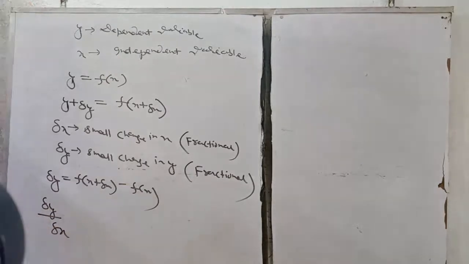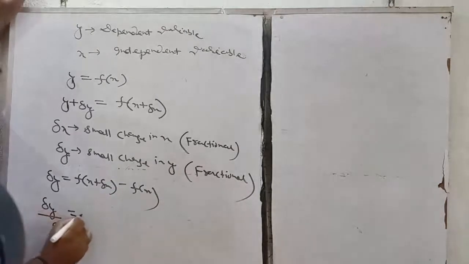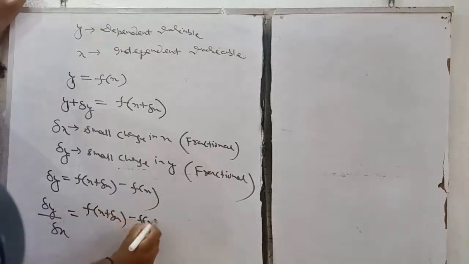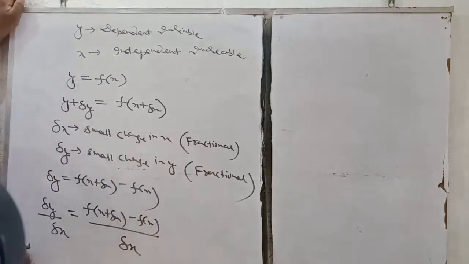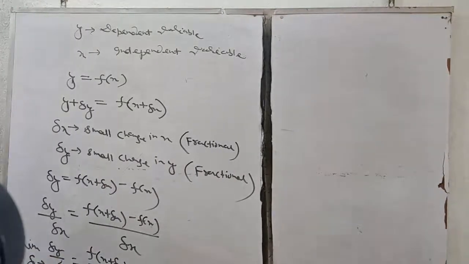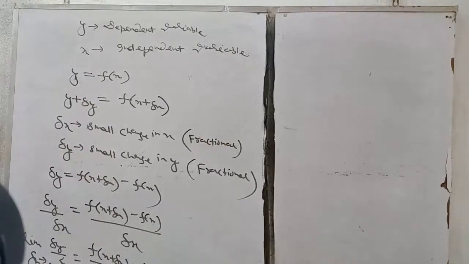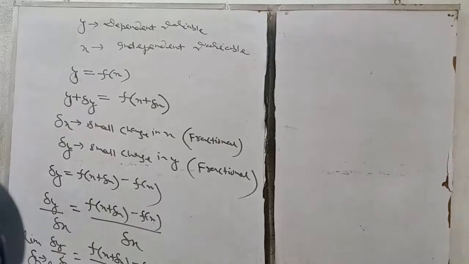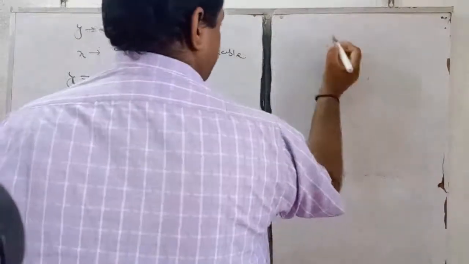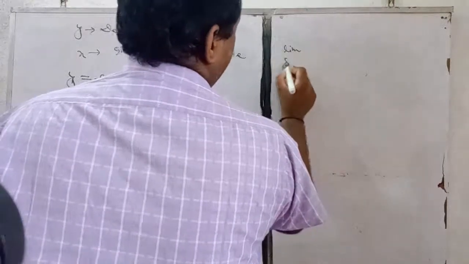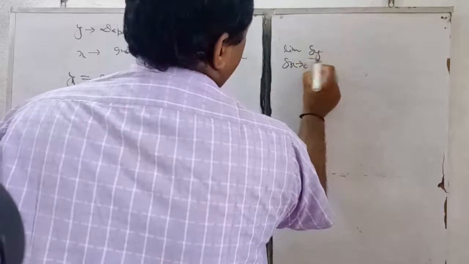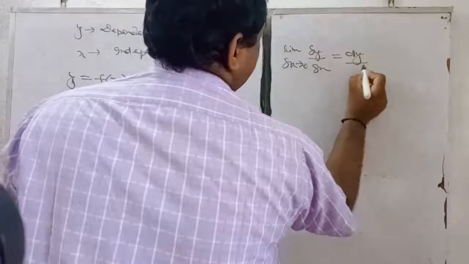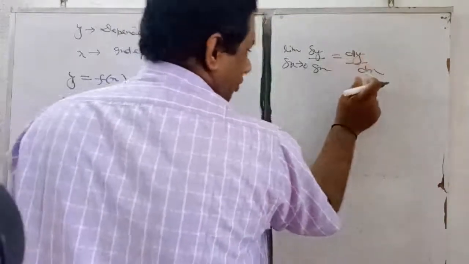By dividing by delta x, we get delta y by delta x equal to f(x plus delta x) minus f(x) upon delta x. Now take the limit delta x tends to 0: del y by del x is equal to the limit of f(x plus delta x) minus f(x) upon delta x. The term limit delta x tends to 0 of del y by del x is known as dy by dx, that is, the differentiation of y with respect to x.